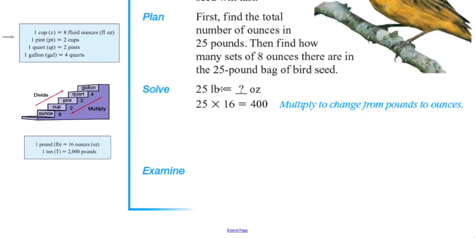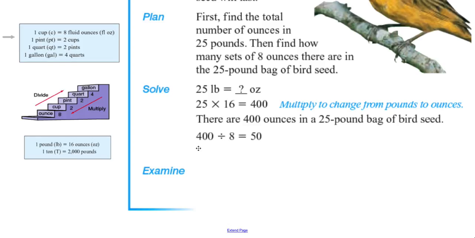So we are going from 25 pounds to ounces, bigger units to smaller units, so we need to multiply. We need to multiply it by 16 because 1 pound equals 16 ounces. It gives us 400. There are 400 ounces in the 25-pound bag of birdseed. And then after getting 400 ounces, we need to divide that by 8, because we need to find how many sets of 8 ounces there are. So 400 divided by 8 will give you 50. So the bag of birdseed will last around 50 days.